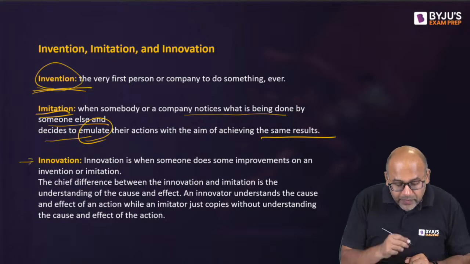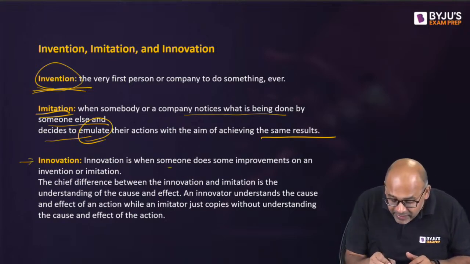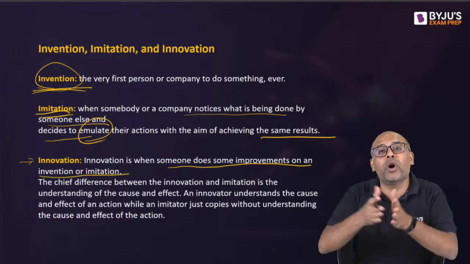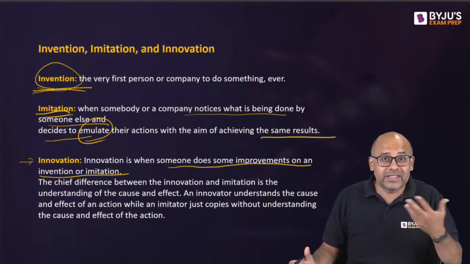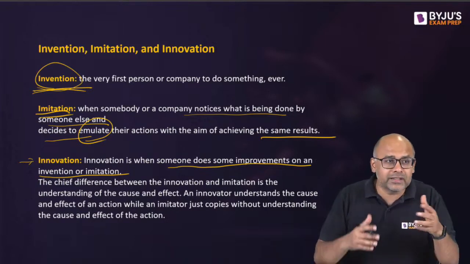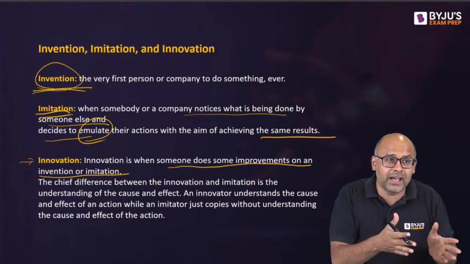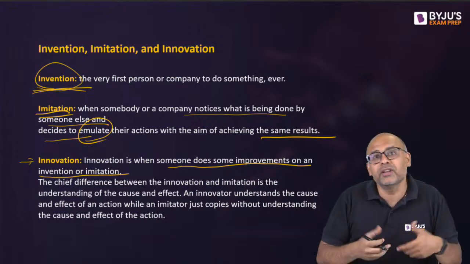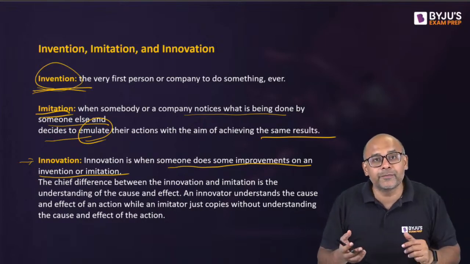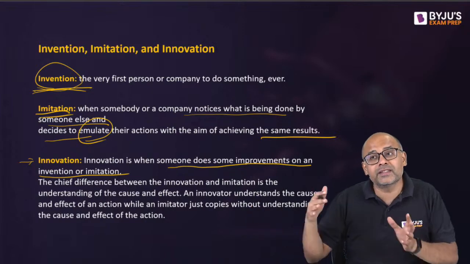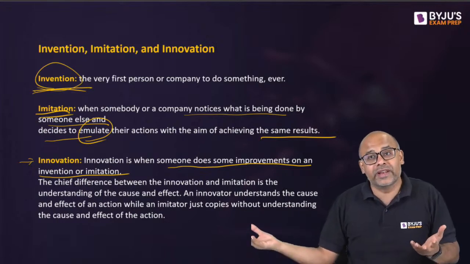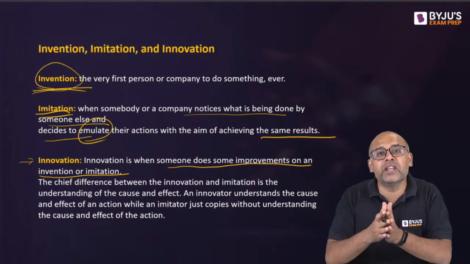Then what is innovation? Innovation is when someone does some improvements on an invention or imitation. Innovation is a broad range. We will see that there is a broad spectrum of innovation. It could be something which is already existing and I got a new idea to be implemented on top of it. Great, I am doing it. So something which already existed, I am putting something on top of it. That is also innovation. The other end of the spectrum is something that did not exist. I am bringing it to people. That is also innovation. So innovation has a very wide spectrum.